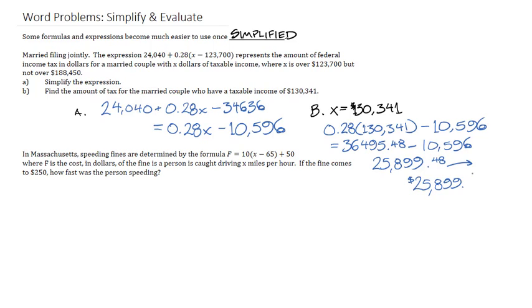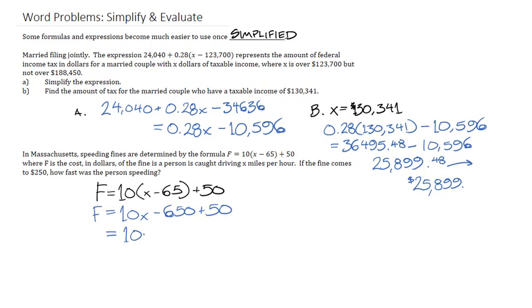Now, you don't technically have to do this, but if you find yourself using and reusing the formula, you really should simplify it. Let's go ahead and do that before we go substituting in 250. So here, if I distribute the 10, I will have 10x minus 650 plus $50. And that just comes out to 10x minus 600. And so now, if we know the speed that one is driving when they get pulled over, we can just take that speed, multiply it by 10, and subtract 600.